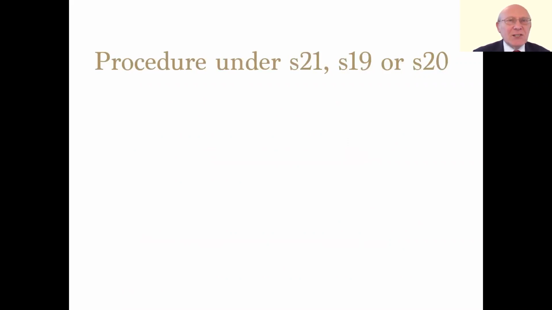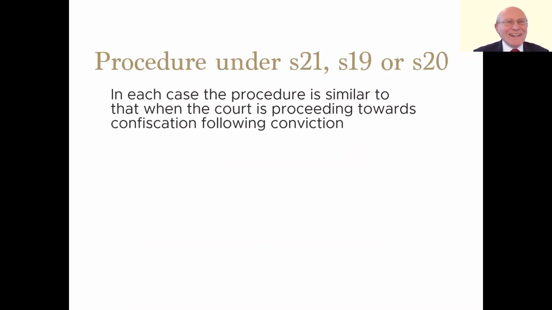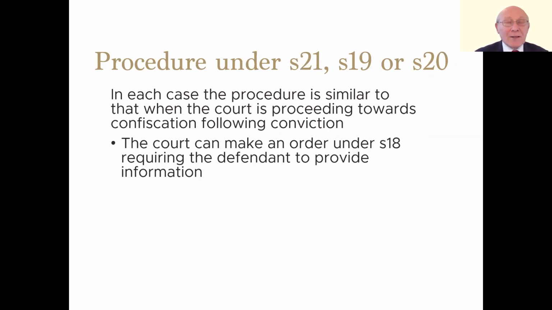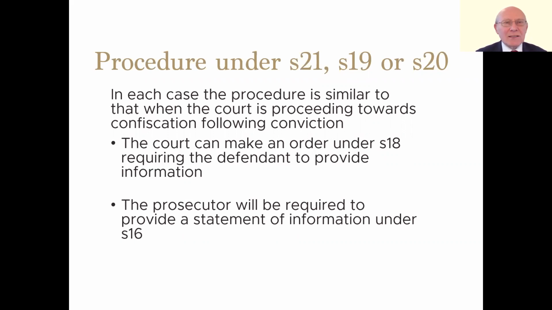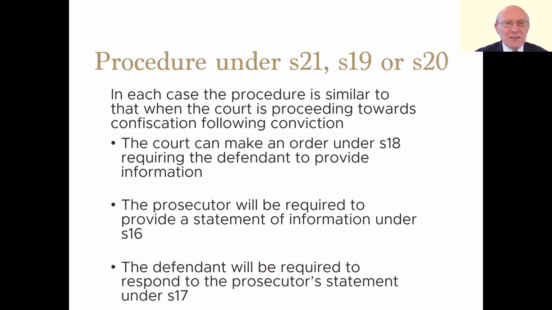Okay, so what's the procedure under these sections? Well, in each case, the procedure is very similar to when a court makes a confiscation order in the first place. So the court can make an order under section 18, requiring the defendant to provide information. The prosecutor is then required to make a section 16 statement, and the defendant responds under section 17. So this is just the absolutely standard situation, if you like, that we deal with when a confiscation order is going to be made by the court.